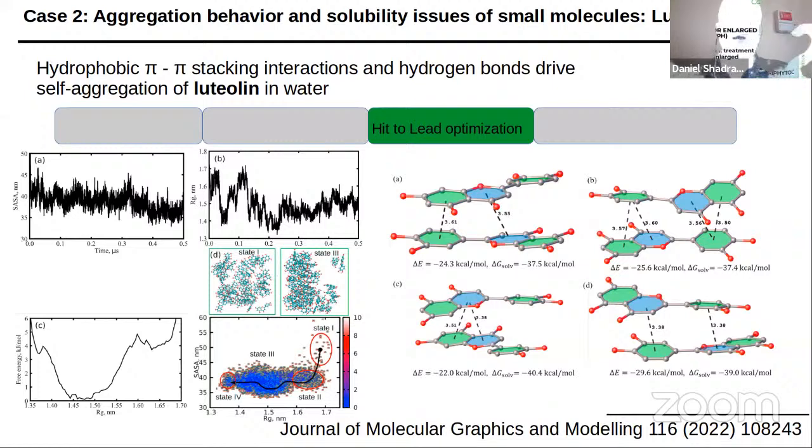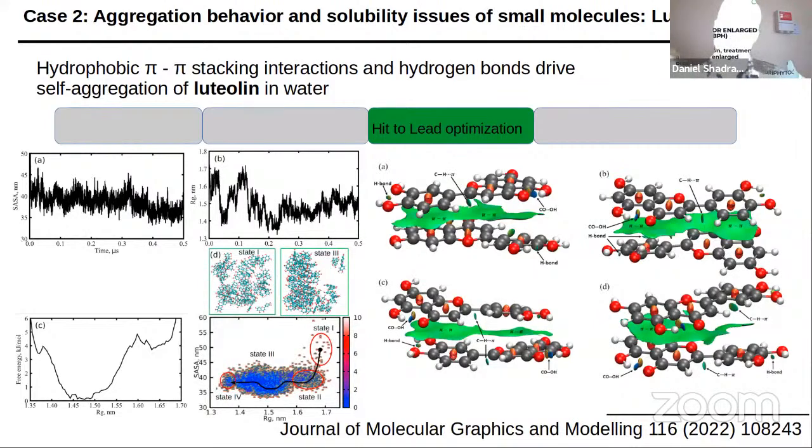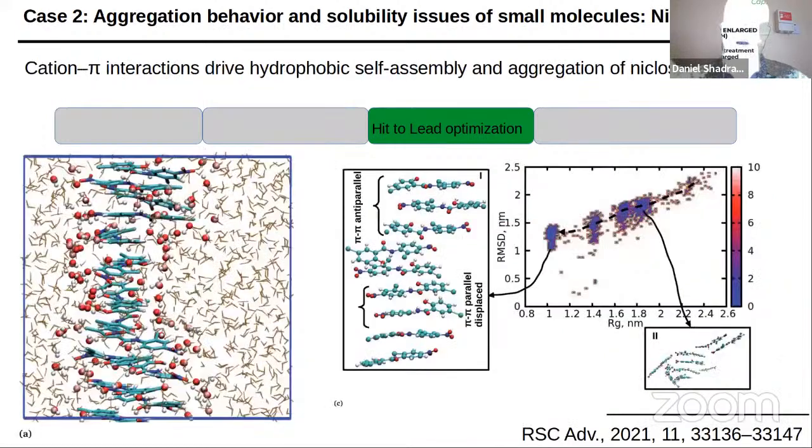And we said, let us try to see what happened in the self-assembly process, what really happened, the interaction, the energies, and the solvation. So we found some interesting behavior in the self-assembly process of luteolin: there are some really hydrophobic pi stacking interactions and hydrogen bonds that drive the self-aggregation of the luteolin in the water.